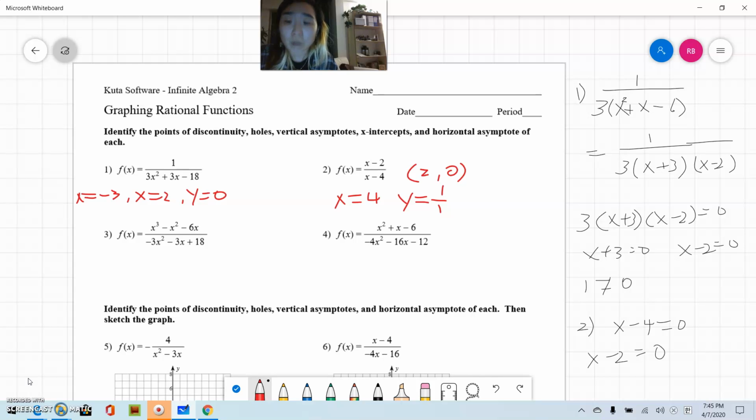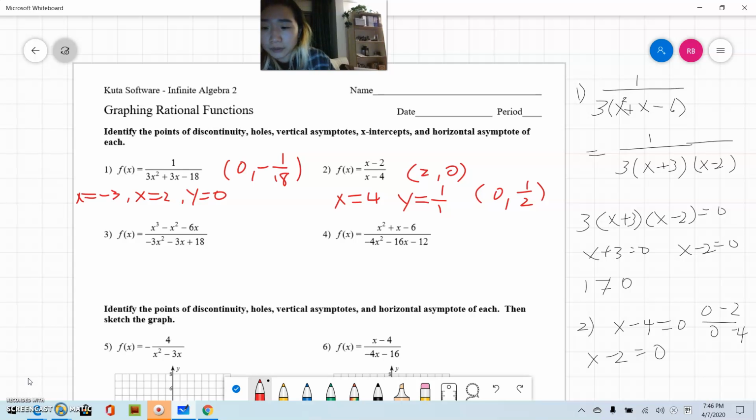And to find the y-intercept, oh, I didn't find the y-intercept in the first one. I plug in zeros, so this is my y-intercept for number 1. And if I plug in zeros here, it's 0 minus 2 over 0 minus 4. So my y-intercept will be (0, 1/2).